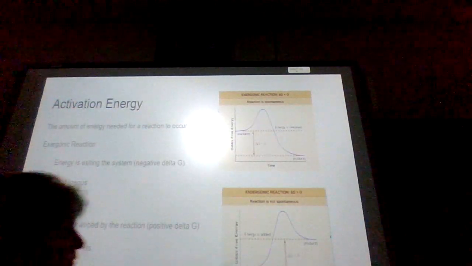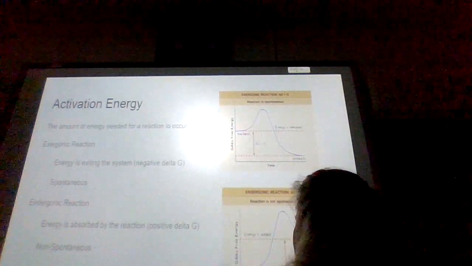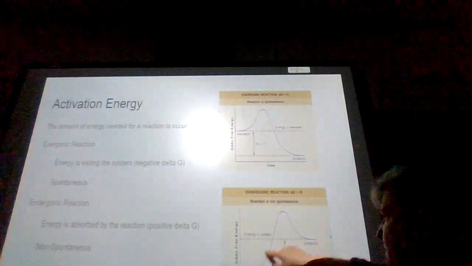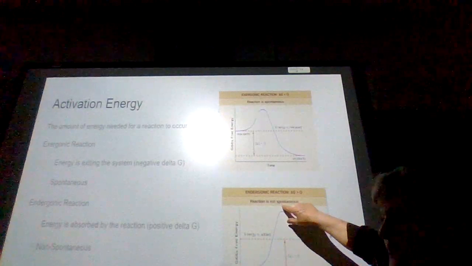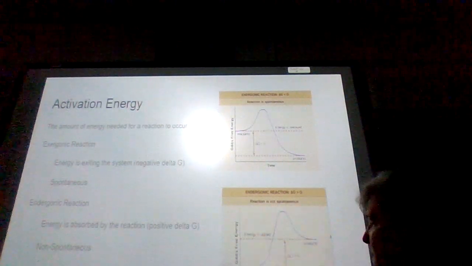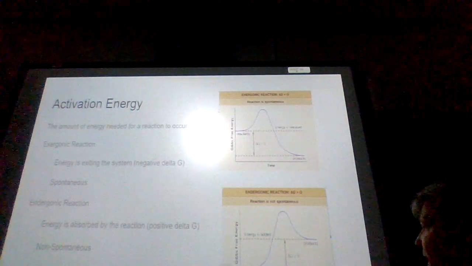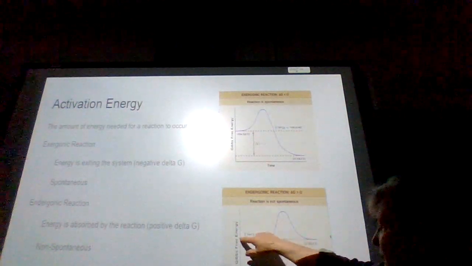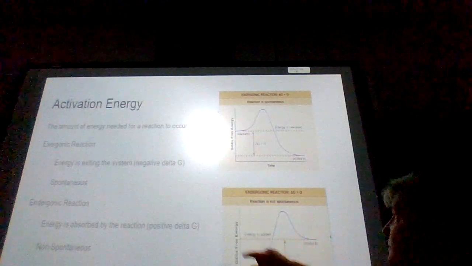So again, if we're looking at the curve here, we're going to see that it takes a lot of energy in order to rebuild our potential energy. So again, this is not spontaneous. This takes a lot of energy to get it going. And as you come back down, you're just going to come back down to a neutral point.